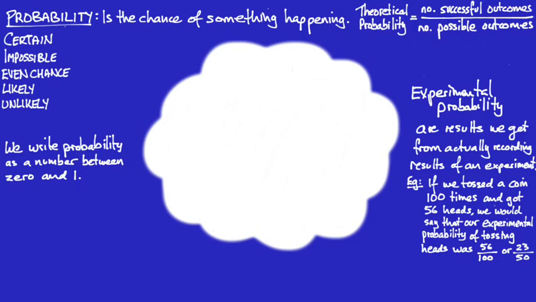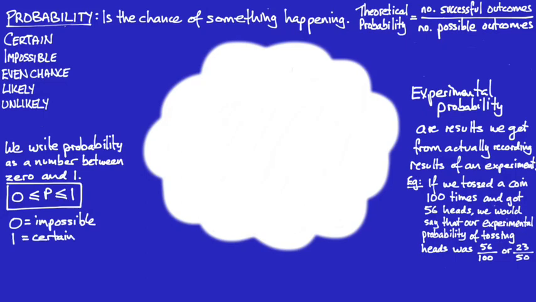Probability is always written as a number between 0 and 1. So if I take this little formula here, we've got 0 is less than or equal to the probability, which is less than or equal to 1. So it sits somewhere between 0 and 1. And remember, if something has a probability of 0, we call it impossible. A probability of 1 means that it's certain, and a probability of 0.5 means that it's an even chance.